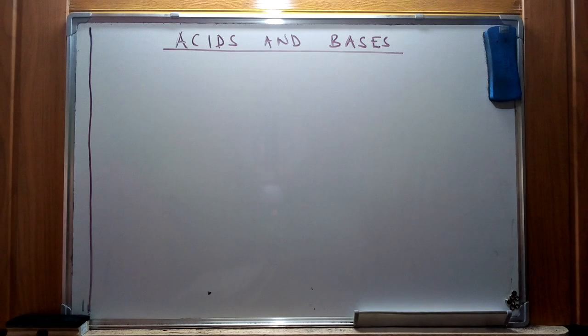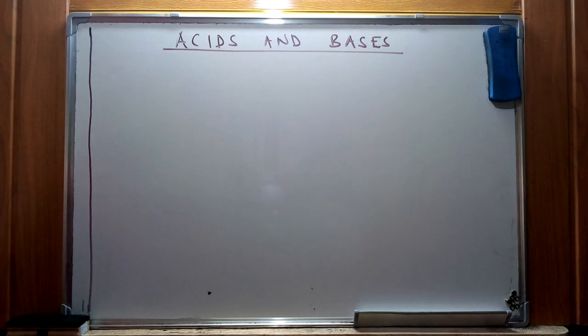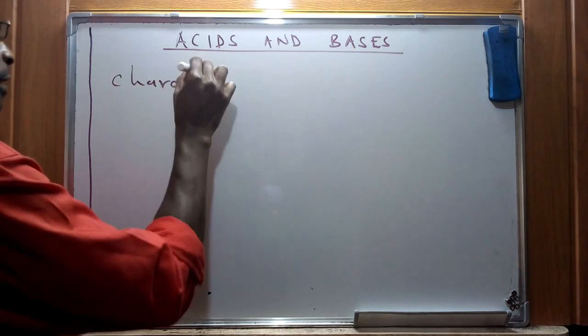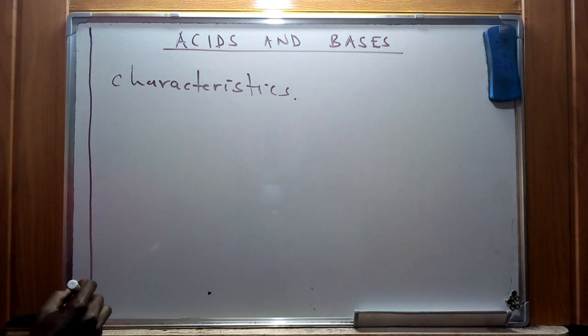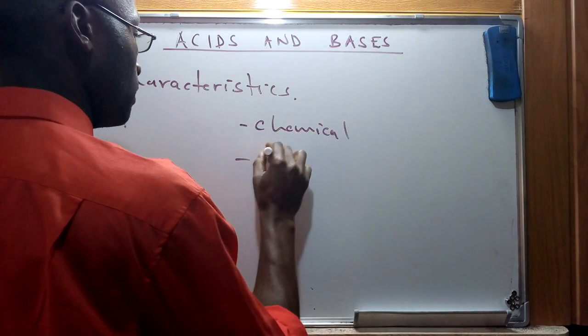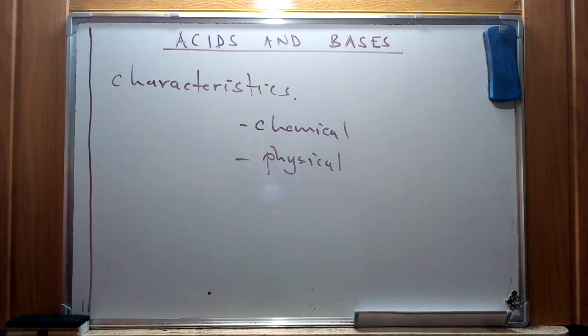Now, there are several definitions which have been used to identify acids and bases, particularly by looking at their characteristics insofar as the chemical and physical properties are concerned. But we're going to see that these definitions for acids and bases are going to shed light on how we can identify them.